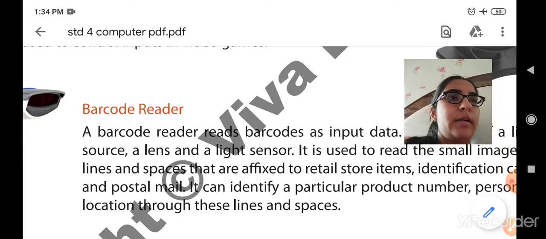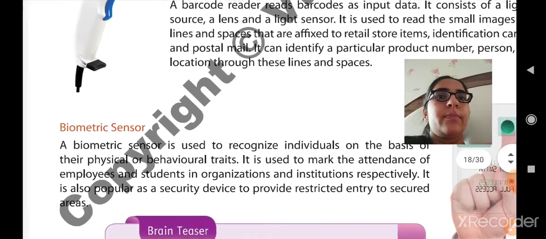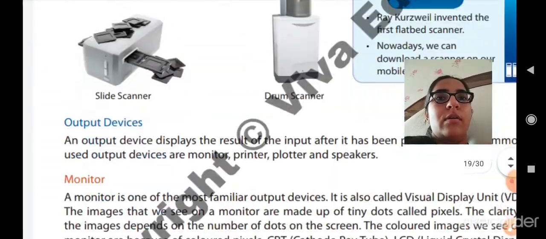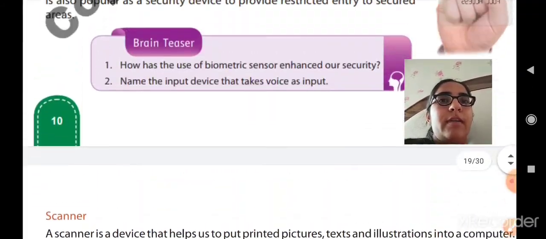So this barcode reader is used to get the price of every item, whether you go to a retail store, a mart, a mall or a wholesaler. Everyone nowadays will be having a barcode reader to get the price of the particular item you purchased. Okay, so there are many other input devices also.